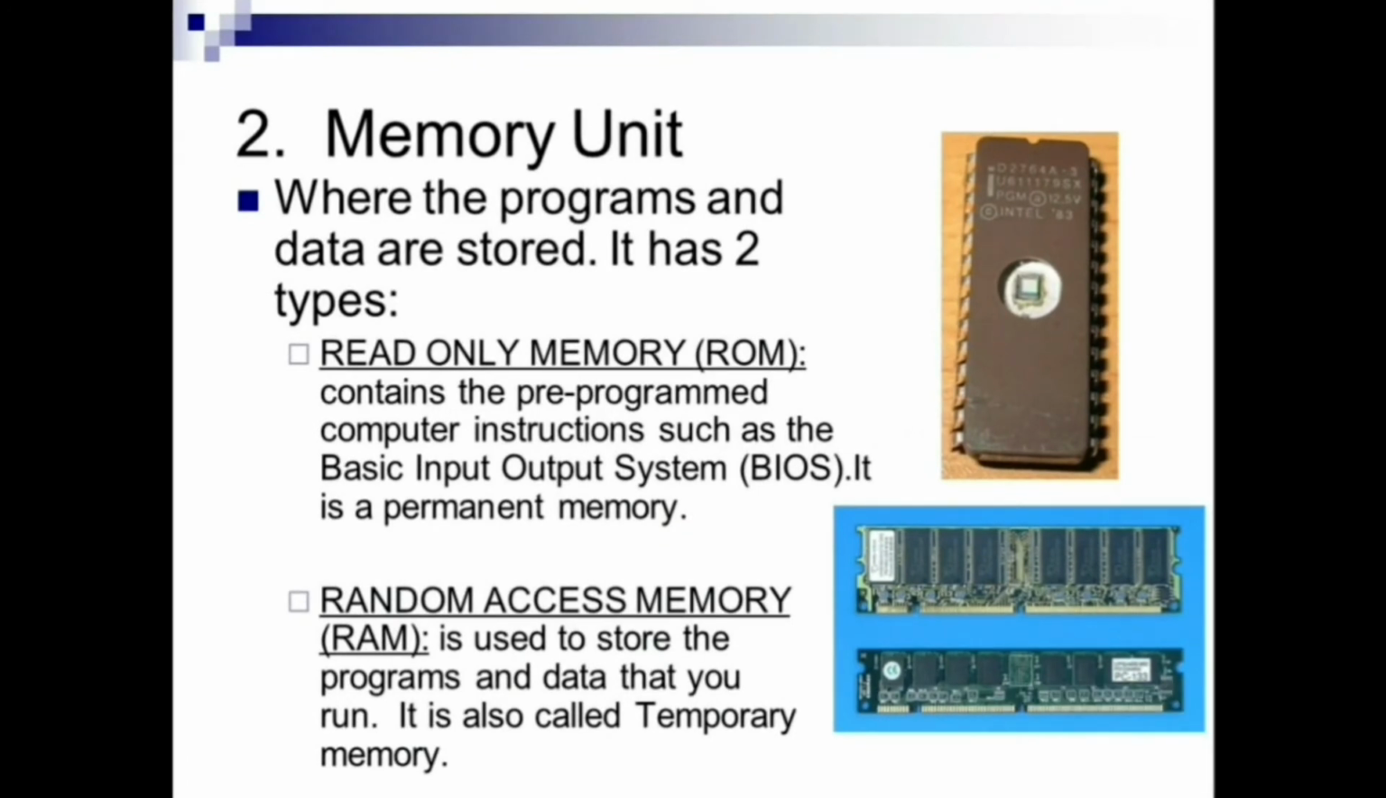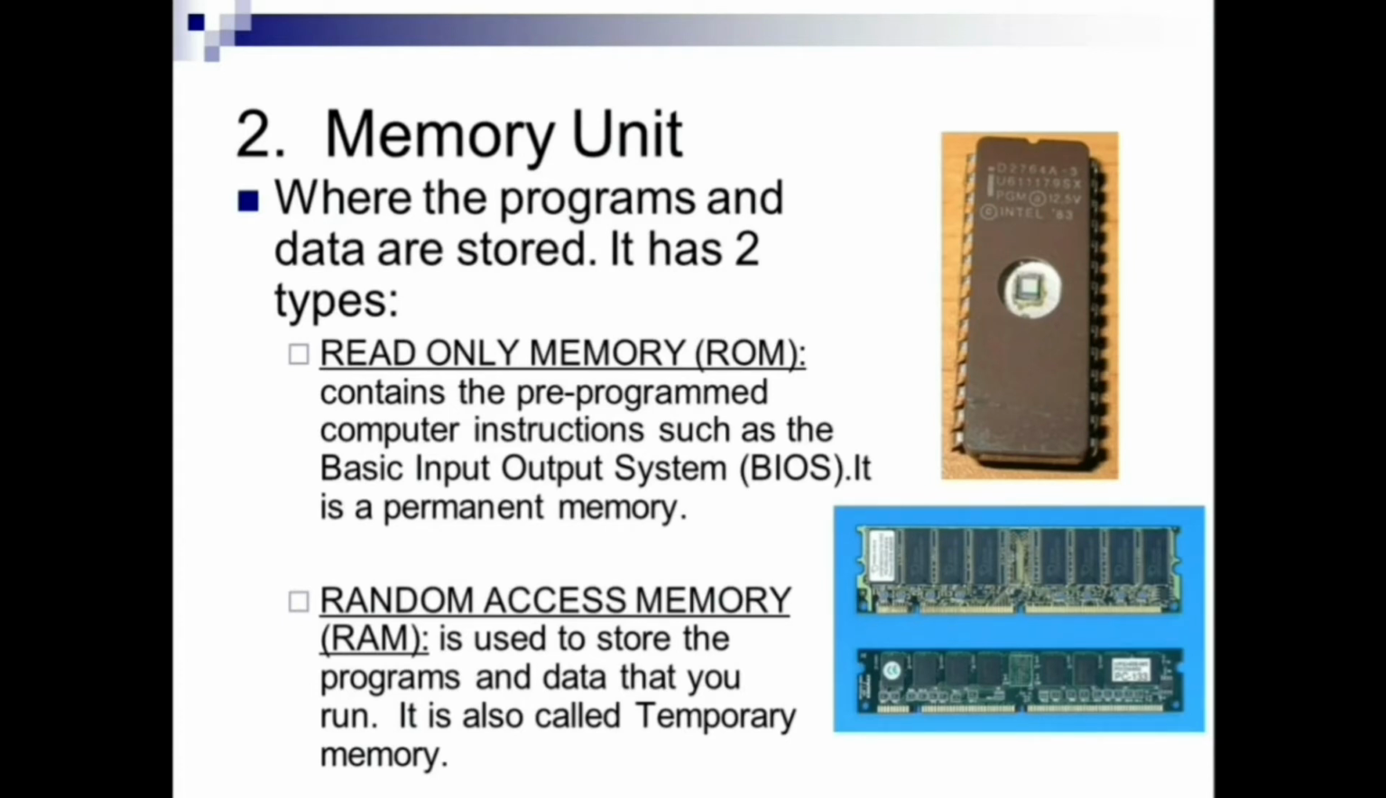Second is memory unit, where all the programs and data are stored. It has two types. First is read-only memory or ROM. ROM contains the pre-programmed computer instructions such as the basic input-output system or BIOS information. It is also called a permanent memory.